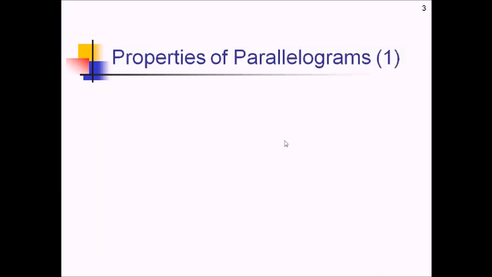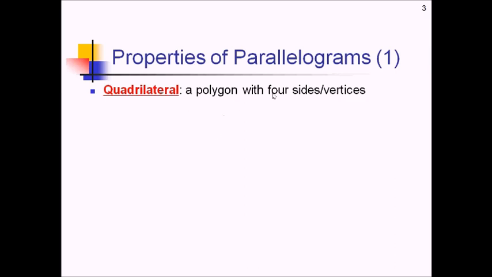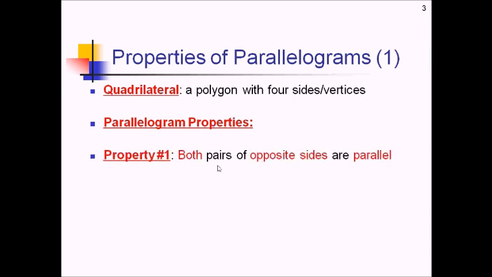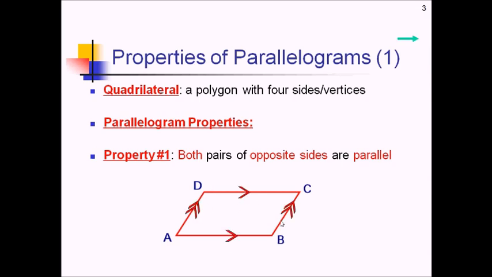Parallelograms belong to a wider class of polygons called quadrilaterals. Quadrilaterals have four sides and vertices. Now, parallelograms have some specific properties. Here are some of them. The big one that makes something a parallelogram, kind of the definition of a parallelogram, is that both pairs of opposite sides are parallel. So these two sides are parallel, these two sides are parallel. And feel free to mark up your diagram in your guided notes as we go.